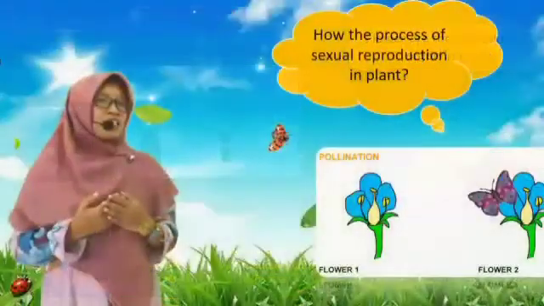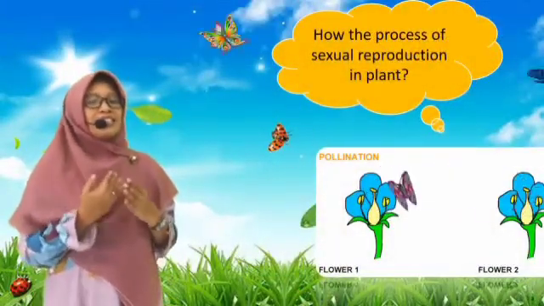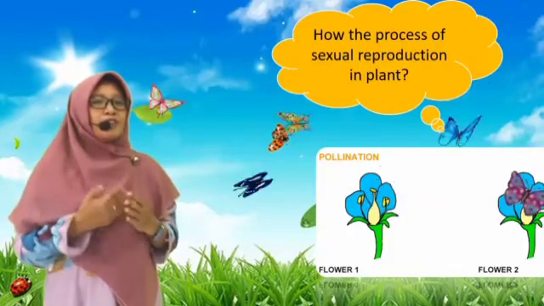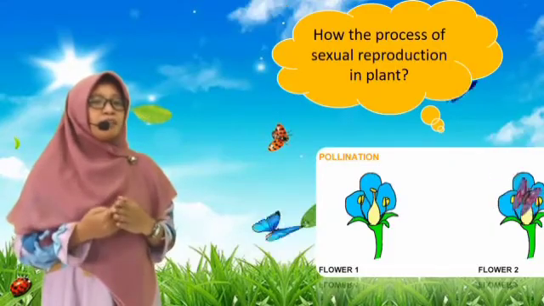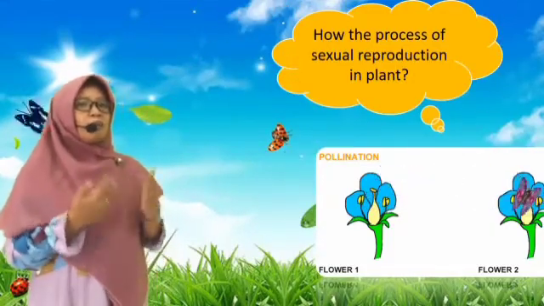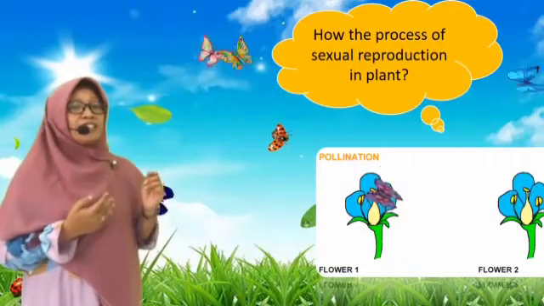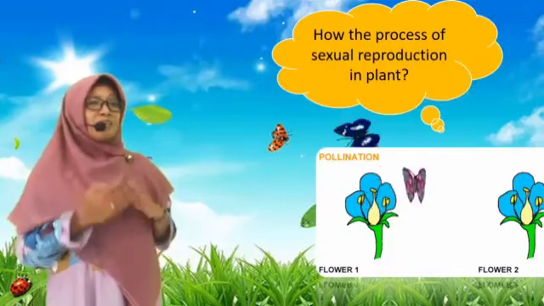How is the process of sexual reproduction in plants? It needs pollination. Flower 1 and flower 2 can produce a new flower. It needs pollination and fertilization. This topic about pollination and fertilization will be discussed together in the next meeting.